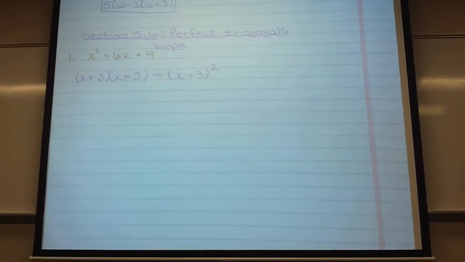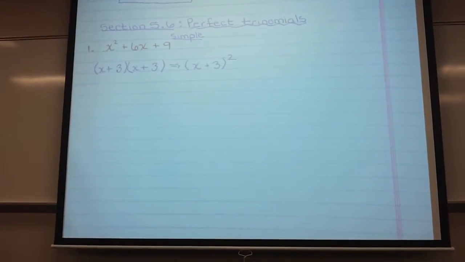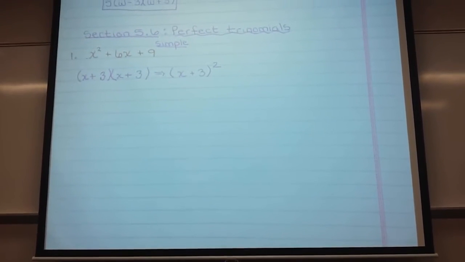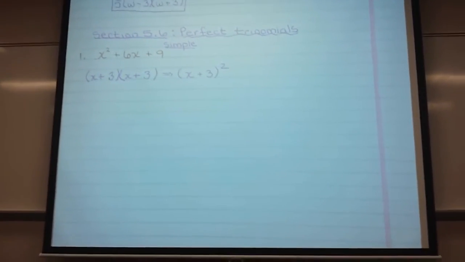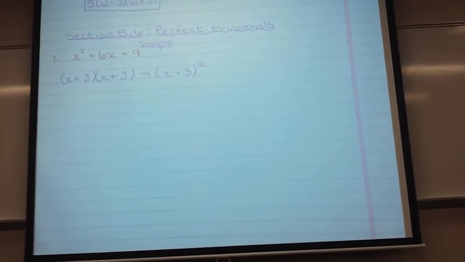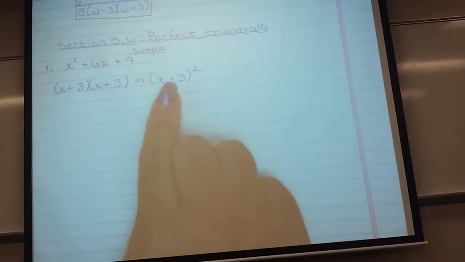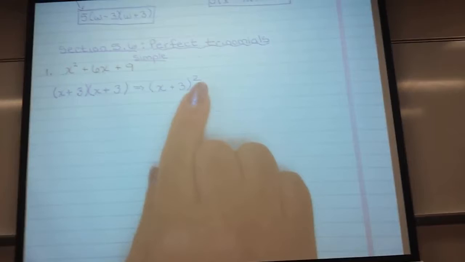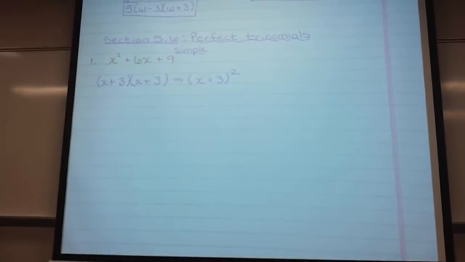Can I ask, what happens if the exponent is inside? Inside the parentheses? It would mean the same thing. Then you would just square the 3. So it won't ever be on the inside. It just goes on the outside. You're just saying, how many x plus 3s do I have? I've got 2. So that's how you would do it.